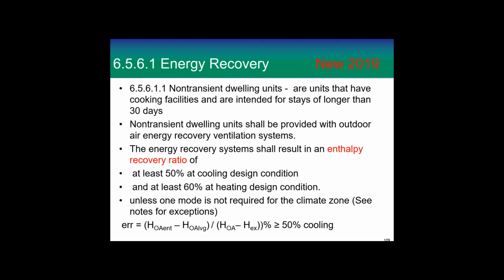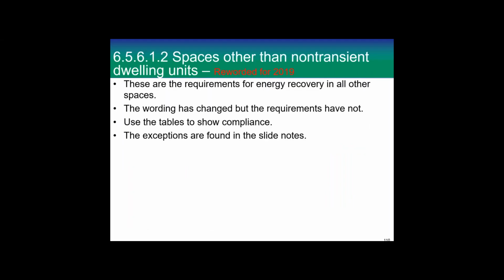Then these are still an extension of what we just talked about. So more of a definition, they have cooking facilities and intend to stay longer than 30 days. The system has enthalpy control, at least 50% of the cooling design conditions, 60% of heating design conditions. So this is more of the details on the heat energy recovery for an apartment.